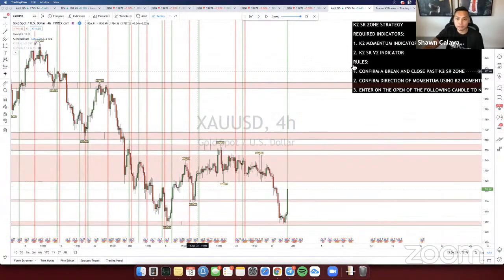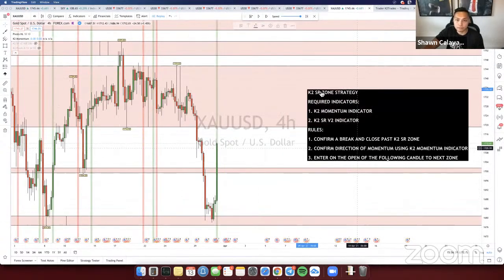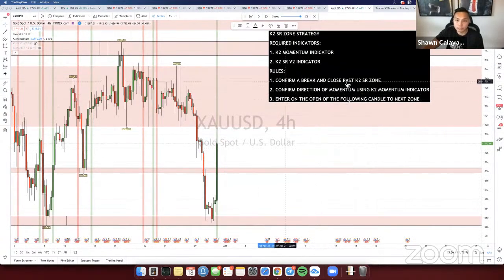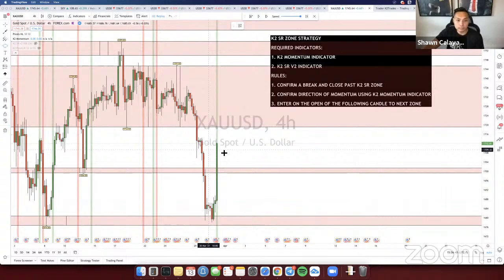So looking at this green candle right here, you can see that. So the first requirement is to confirm a breaking close past the K2sr zone. So we have this zone drawn up here. You can see that this candle right here, it broke and closed past this K2sr zone right here, right? So that's going to be the first requirement. You just have price breaking close past the K2sr zone.